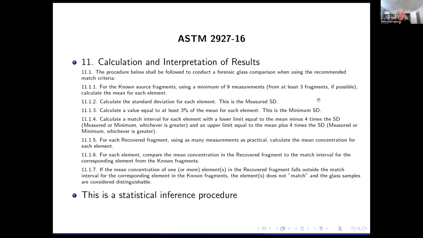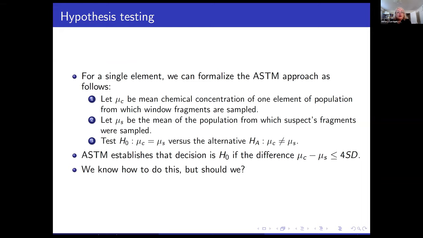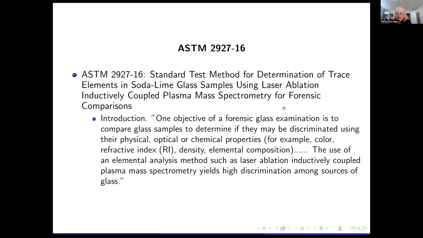So this is clearly a statistical inference procedure, but it turns out to be really a very strange way of doing a hypothesis test. So how would we formalize the procedure that the ASTM recommends? Let's suppose that we have a mean mu sub c, the chemical concentration of an element in the reference population. So this would be the fragments from the broken window.